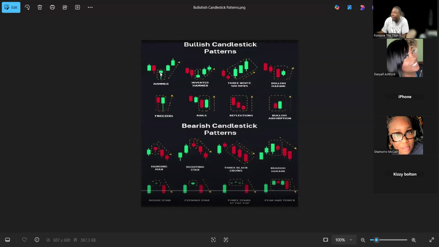And that's indicating that the price opened up here. At some point, the sellers pushed the price all the way down. And then the bulls came back in, the buyers came back in, pushed the price all the way back up, and it ended up closing higher than where it opened. So it opened here, it closed here, but at some point during this time, the price got pushed all the way down, and then it came back up and it closed higher.